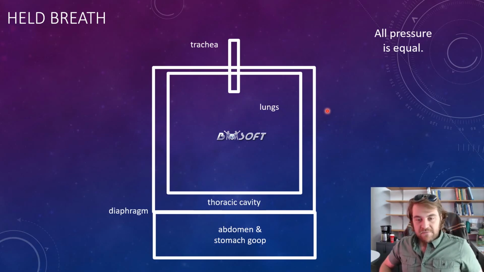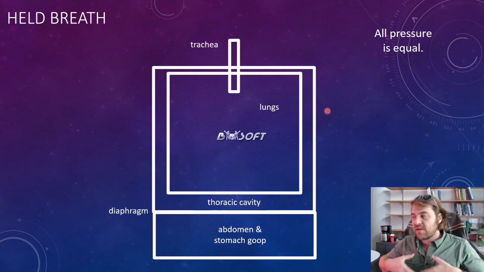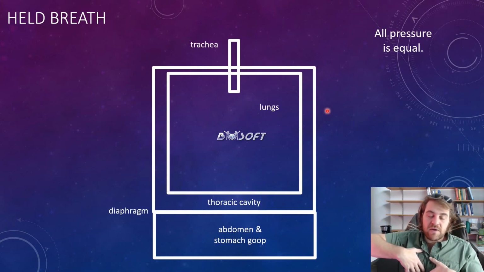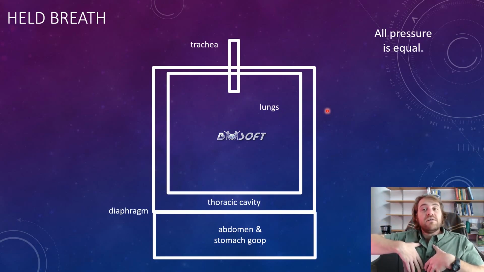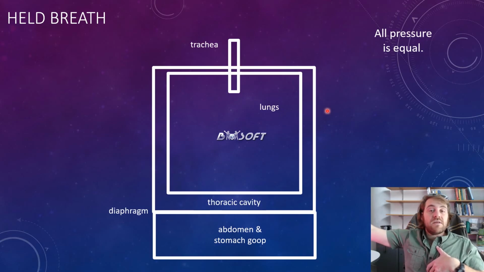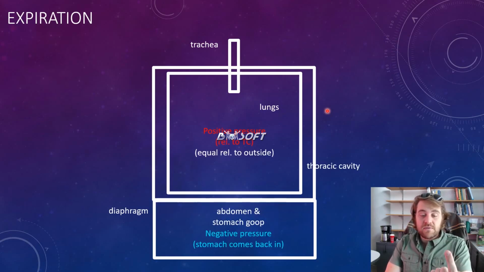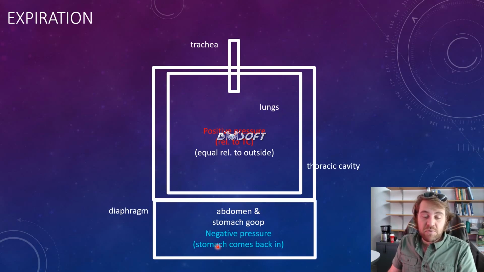So the thoracic cavity has gotten larger. The air pressure is pushing on the lungs to take up the space that's been opened up in the thoracic cavity. Air comes in because of that negative pressure, and then when you're at the top of an inhalation, everything's equal again. But then you decide to breathe out. You can see the diaphragm moves up. You've got negative pressure here, so the stomach comes back in.